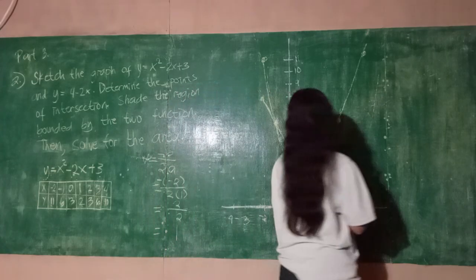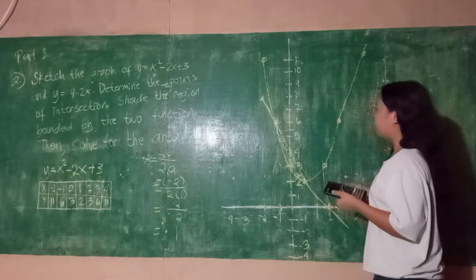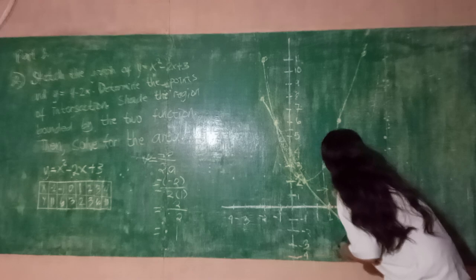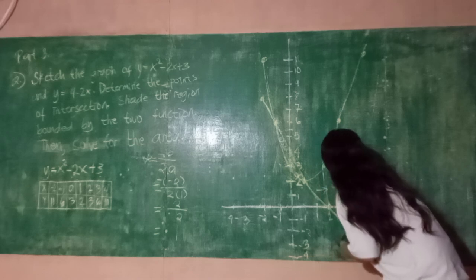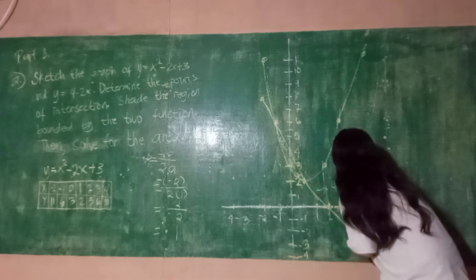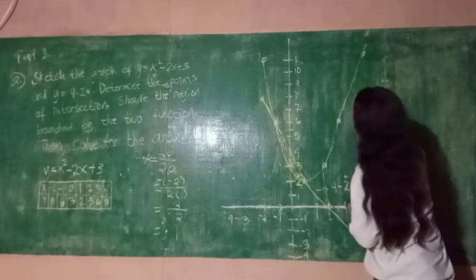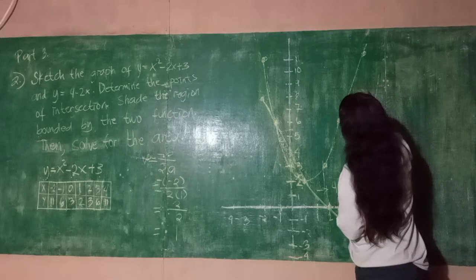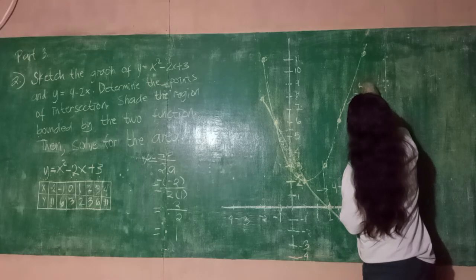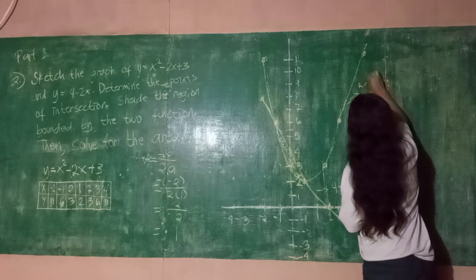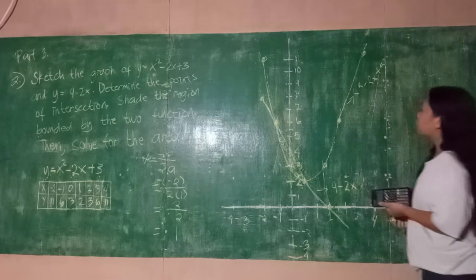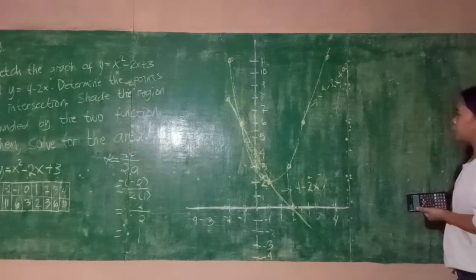And also, we can determine which is the upper and which is the lower function. Here the upper is 4 minus 2x, and here is the lower function, which is x squared minus 2x plus 3. And now, we're going to equate them to find the intersection.